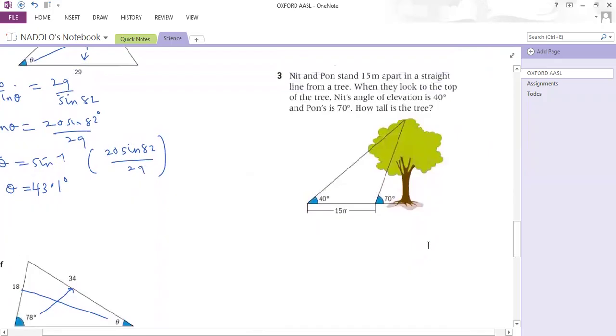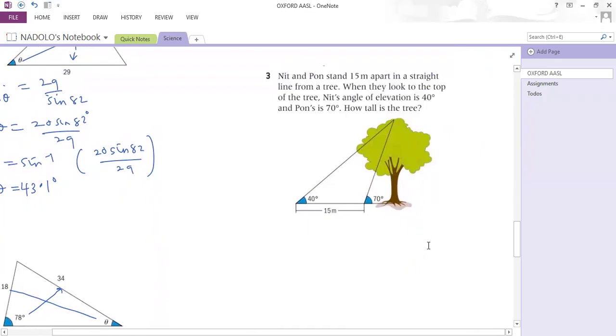Let's look at number 3. Newton and Pond stand 15 meters apart in a straight line from a tree. When they look to the top of the tree, its angle of elevation is 40 degrees and Pond's is 70 degrees. How tall is the tree? So we are going to obtain this height. That is what they're asking. The height here is how tall the tree is.